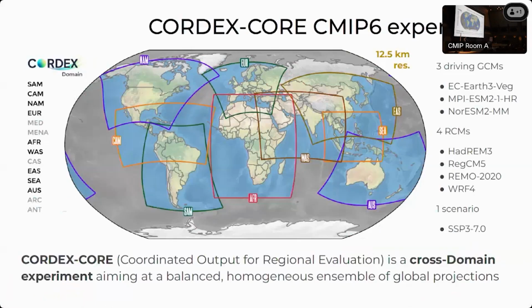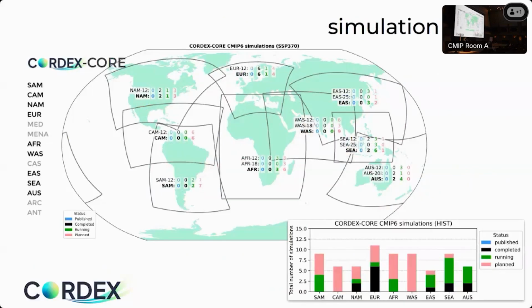For this purpose, we have what we call the CORDEX core experiment. It stands for Coordinated Output for Regional Evaluation, and this is a cross-domain experiment. So here we really coordinate across the different domains with the idea of having a homogeneous and balanced ensemble that can provide global projections with these regional climate simulations. And we go for 12-kilometer resolution. We use the same 3 driving GCMs that you can see there, and we use the same 4 RCMs across the different domains. We are focusing on scenario SSP3-7.0 for this experiment.